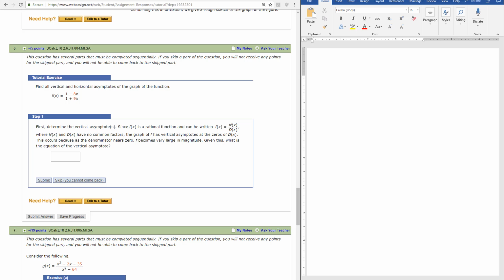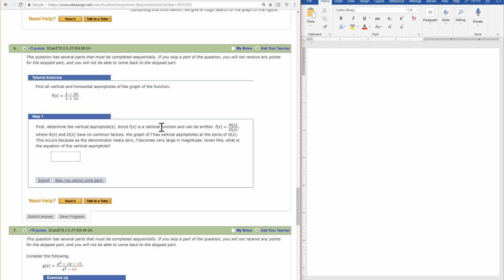This is one of the lab problems from section 2.6. It says here to find all the vertical and horizontal asymptotes for this graph, and here's our graph. Step 1, first determine the vertical asymptotes.